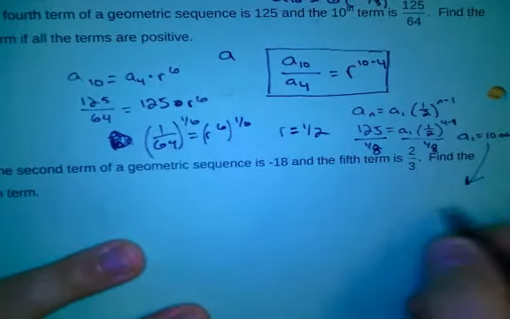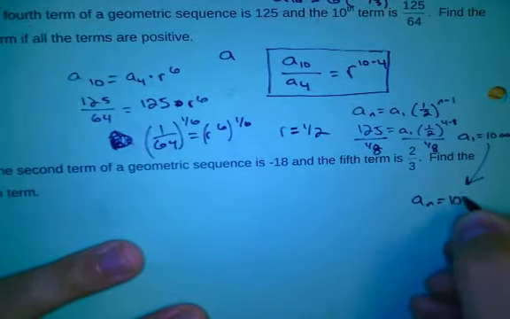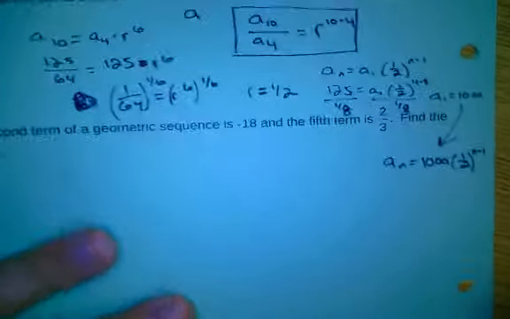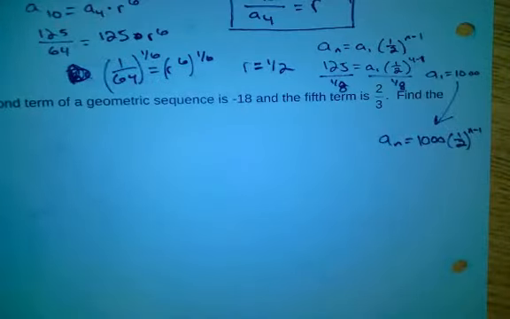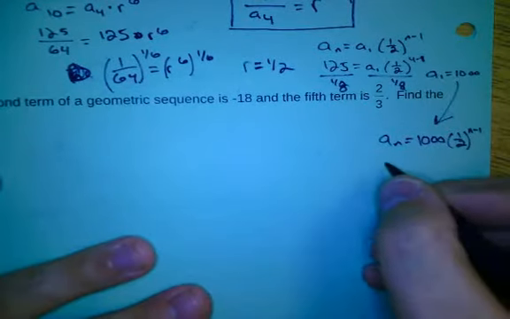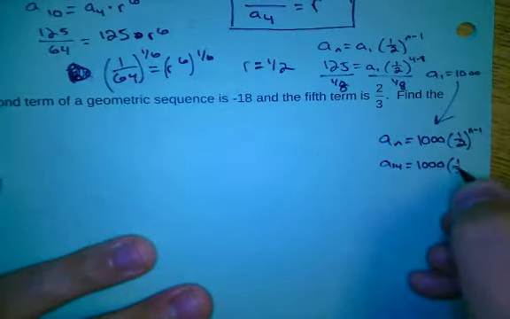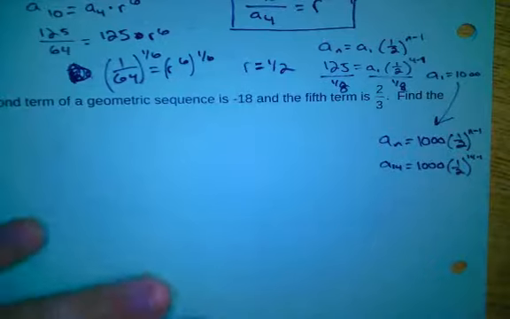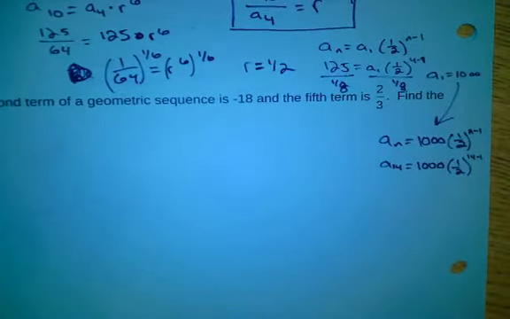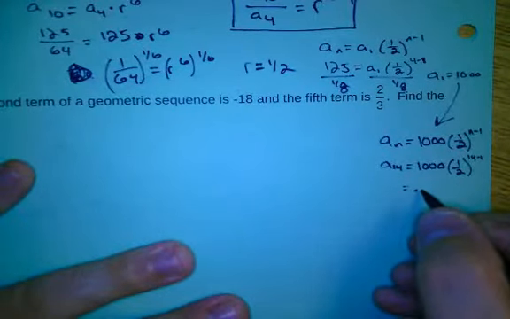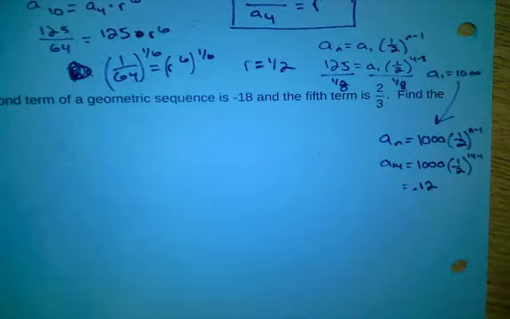I'm going to continue the work down here. So A sub n is equal to 1,000, 1/2 to the n minus 1. And now we're going to plug in 14. So A sub 14 is equal to 1,000, 1/2 to the 14 minus 1. Somebody's going to help me out here. 0.12? That's not bad. So 0.12.